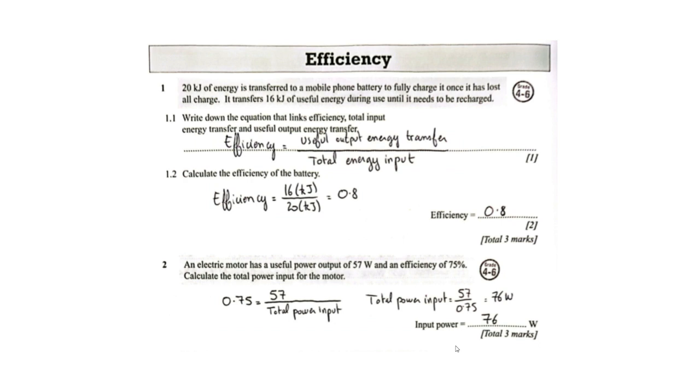Again, if you have a question like this, you need your total power input to be larger than the useful output energy. Okay, so if you did find anything below 57, you would have gotten something wrong.